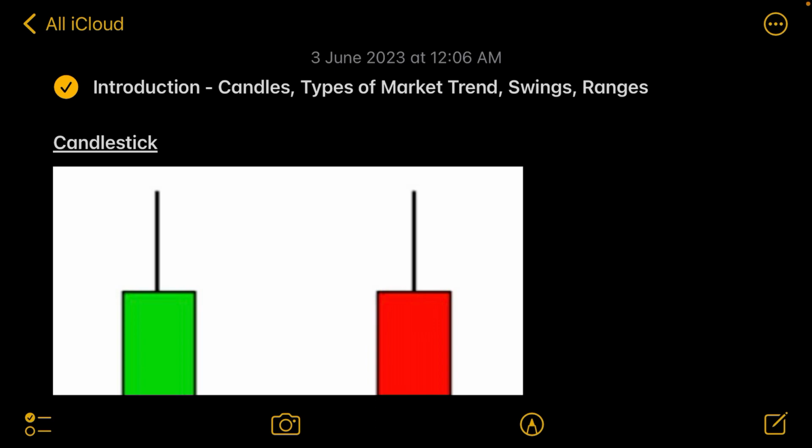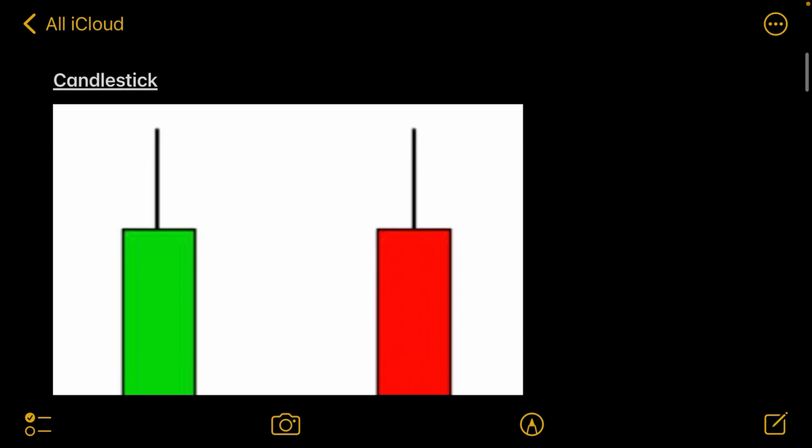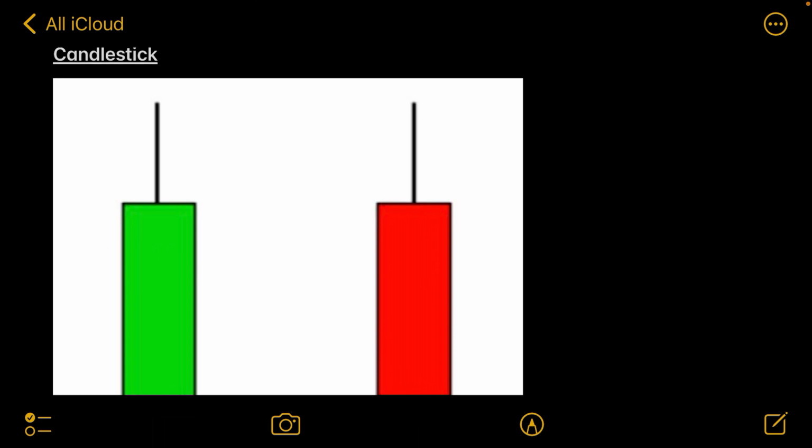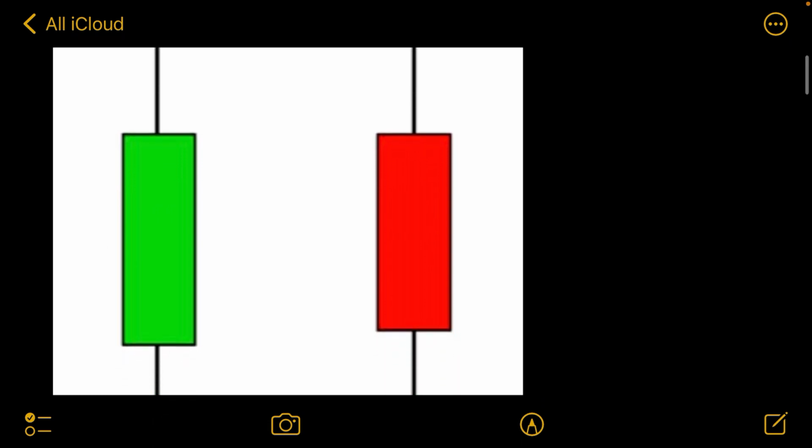First, the candles. Then we'll talk about the types of market trend. Then we'll talk about swings before we get to ranges. So first and foremost, candlesticks. What are candlesticks? Let's look at this picture.